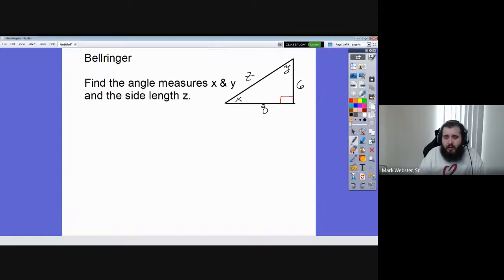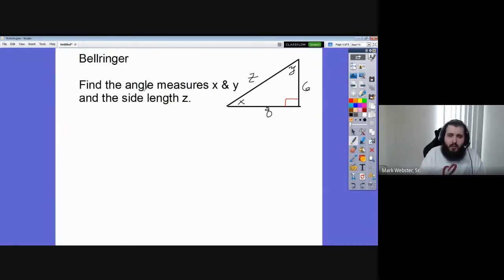For this bell ringer right here, they're asking you to do three things: find the angle measure of x, find the angle measure of y, and find the side length of z. So this is really basically three separate problems to fill out the whole rest of this triangle, right? It doesn't matter which way you go. You can go with solving for the angles first. You can solve for the side first. It doesn't matter. There's a lot of ways you can do this.